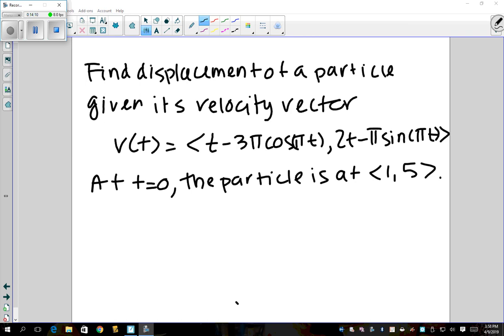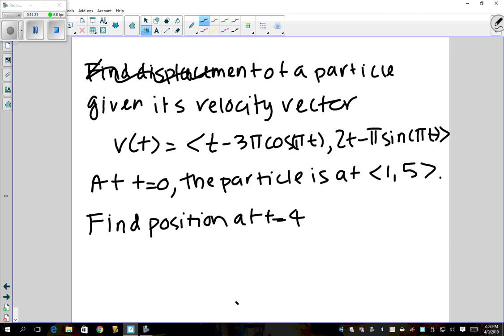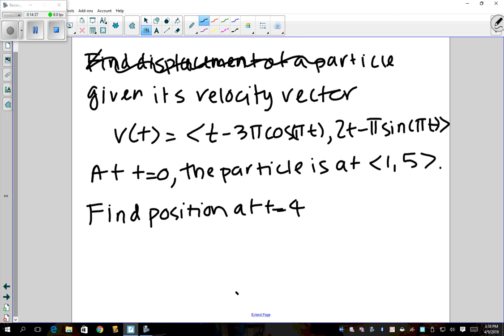We're asked to find the position of the particle at t equals 4. I was getting ahead of myself. So we need to find position at t equals 4. Sorry, that's my bad. Pretend that's not there. So we're asked to find the position at t equals 4. So obviously we're going to use the displacement.